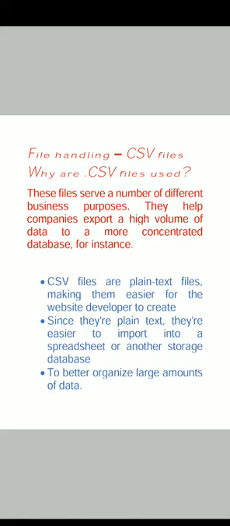So first of all, why are CSV files used? Before learning this, first of all, you have to learn CSV means comma separated values. These files serve a number of different business purposes. They help companies export a high volume of data to a more concentrated database. That's why these are industry standard formats. It is like a plain text file, which makes it easier for the website developer to create. Since they are plain text file, they are easier to import into a spreadsheet or any other storage database.